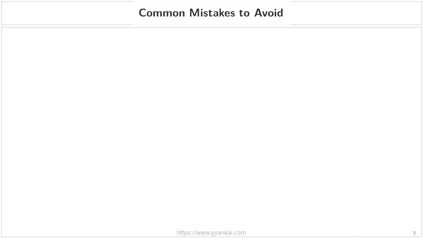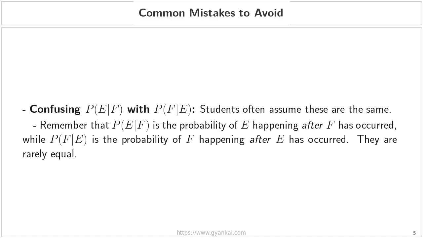Common mistakes to avoid. First, a very frequent mistake is confusing the probability of E given F with the probability of F given E. It might look like a simple swap of letters, but in probability, the order of the condition is crucial.